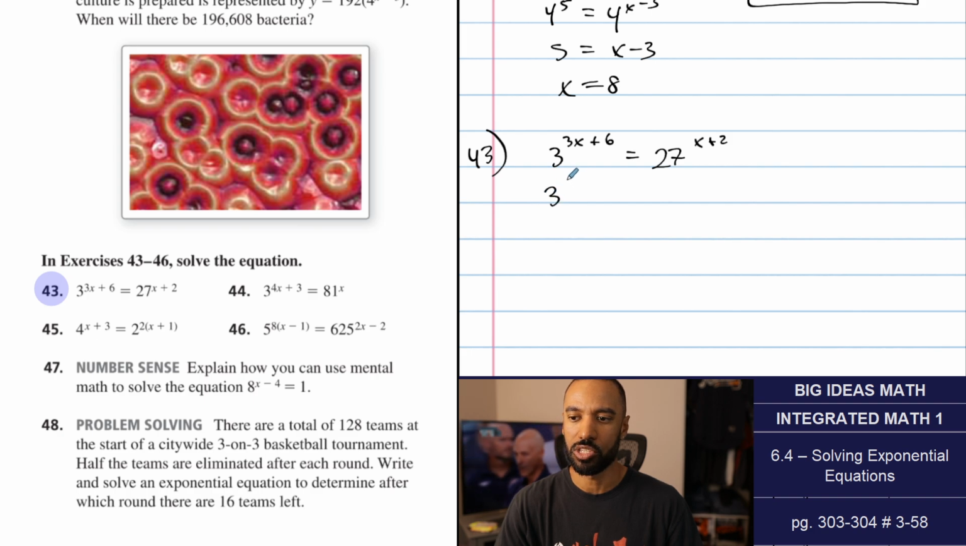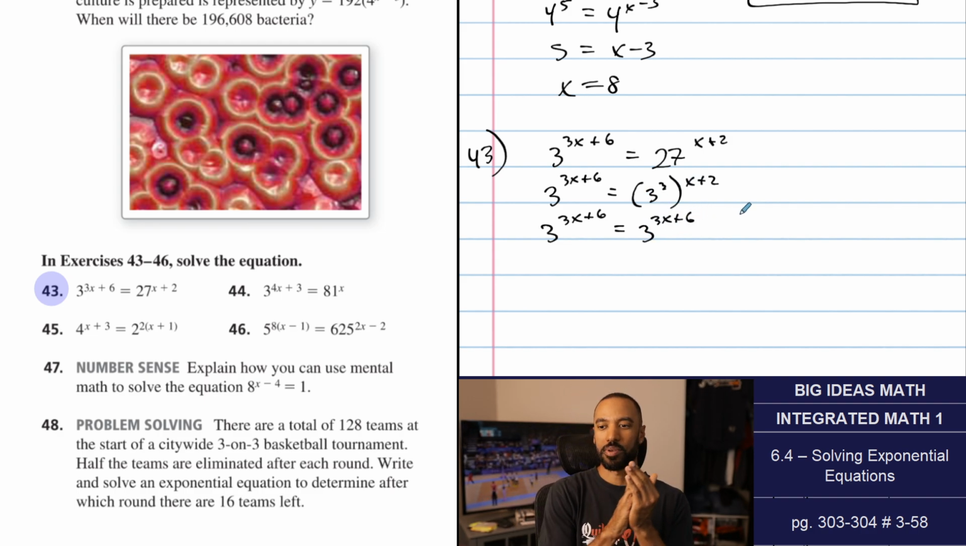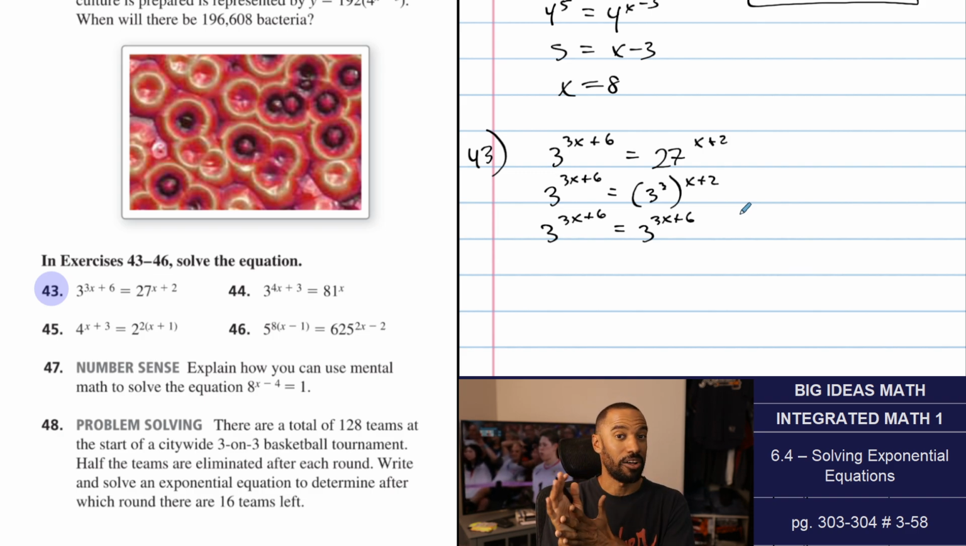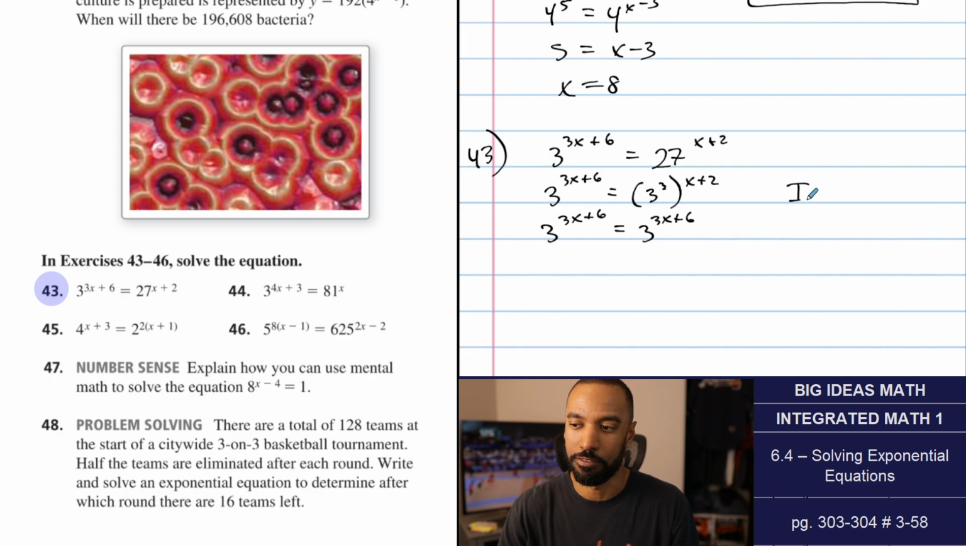We got to match bases, and we can with a 3. Turn 27 into 3 cubed, like so, and distribute the 3 into here. Oh, these are different. You distribute the 3 in here, you get 3x plus 6. 3 to the 3x plus 6 equals 3 to the 3x plus 6. Well, these are indeed the same equation. Therefore, there are infinitely many solutions. I wonder if I should say that or all real numbers, but there are infinitely many solutions for this one.